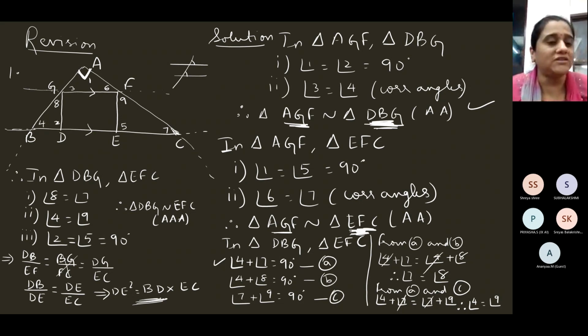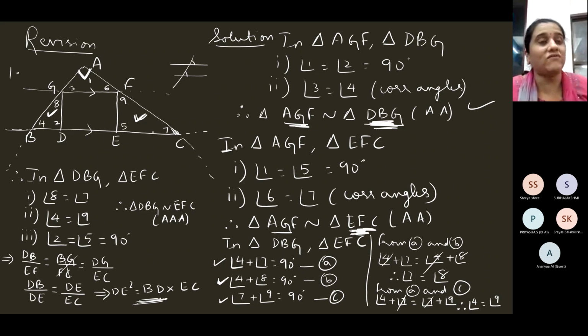Then come to the small triangle. 2 is 90 degrees. Since 2 is 90, the sum of the remaining 2 angles, 4 plus 8, is 90. That's what you see in B. Then in this triangle, angle 5 is 90, so the sum of the remaining 2 angles, 7 plus 9, will be equal to 90. So now 4 plus 8 is only of this triangle. 7 plus 9 is only of this triangle.